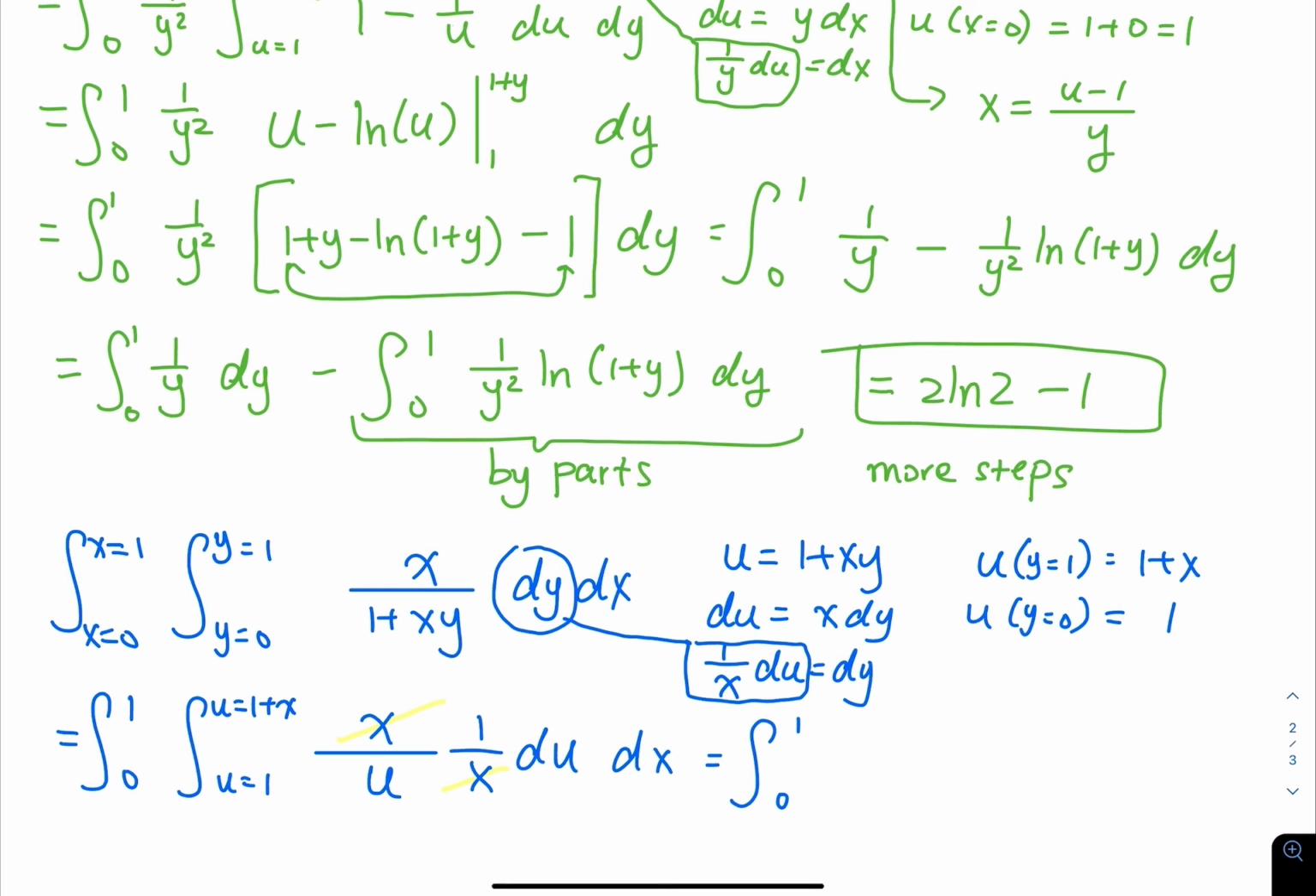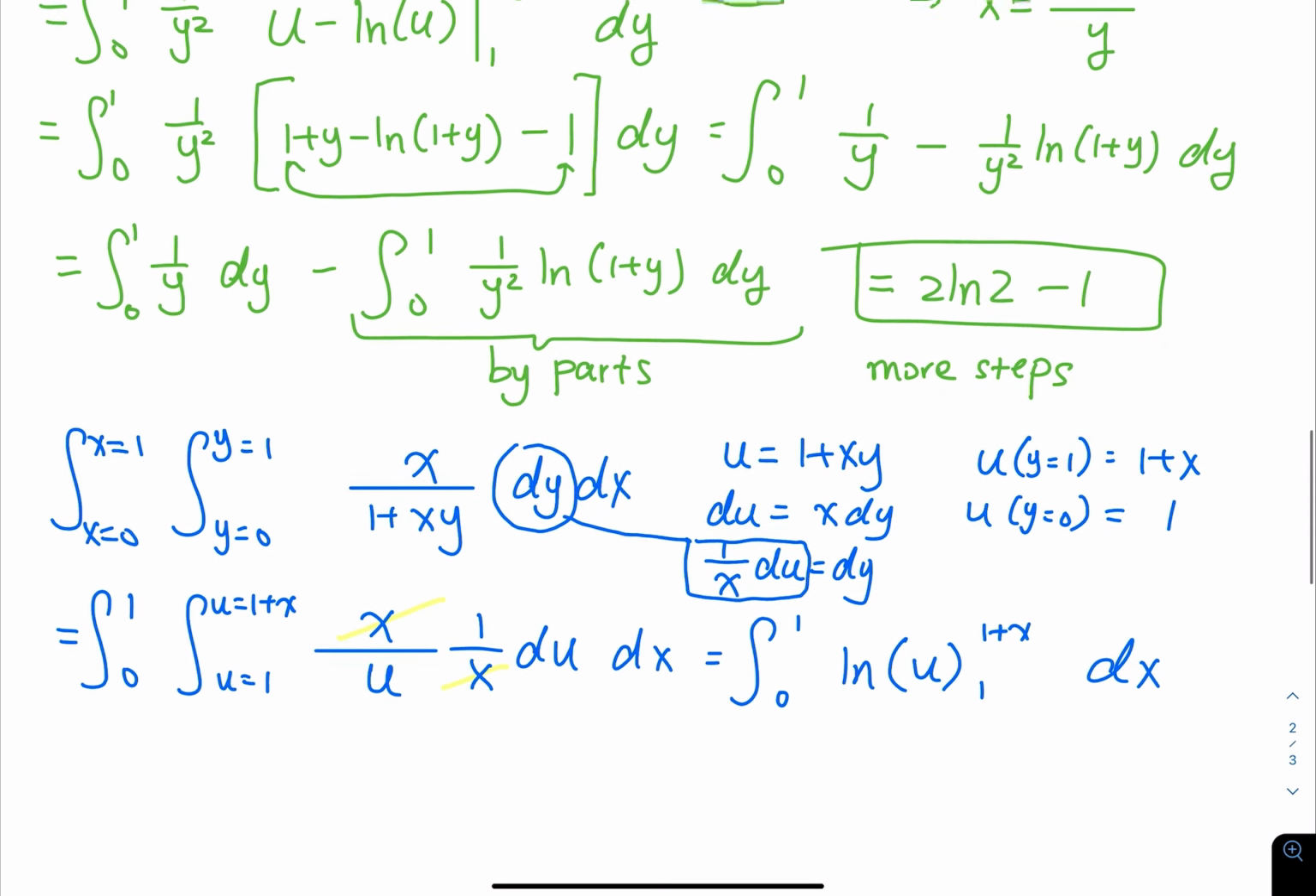And then the integral of 1 over u is ln absolute value. I don't think you will need the absolute value. And then u goes from 1 to 1 plus x. Because x is between 0 and 1, you add 1 to it, that is guaranteed positive. Then there is no need to use the absolute value.